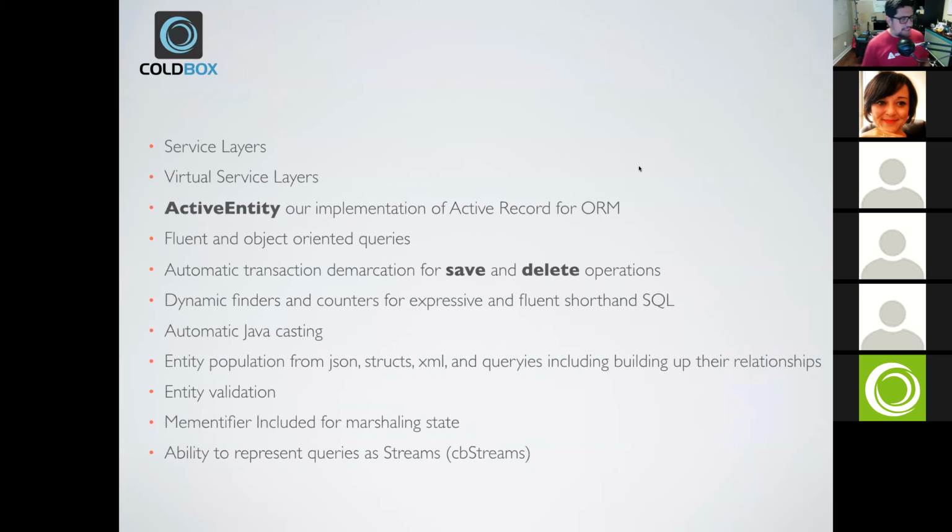We've added tons of features over time. cborm is not new. It's been around for a long, long time. It gives you the capability to have service layers created for you dynamically, so you don't actually have to write a service. It will create one for you. You can have virtual service layers attached to specific entities. You can also have an active entity, which is our implementation of active record for ORM. This is really nice. If you're working with Quick ORM as well, it also implements active record. So if you have an active entity application and want to move into Quick, it's very easy. It also allows you to do fluent and object-oriented queries.